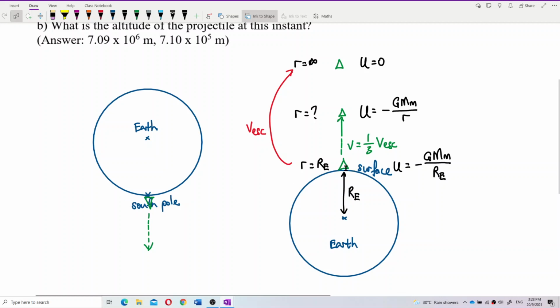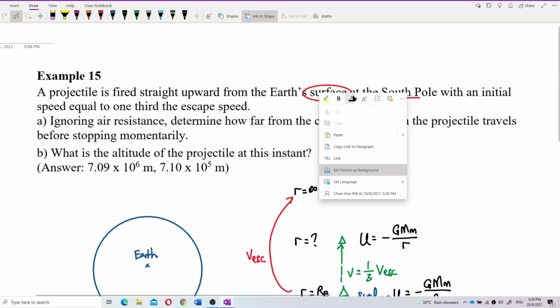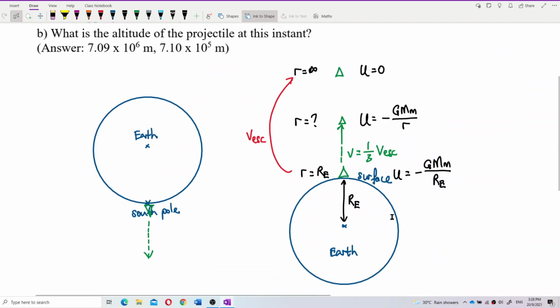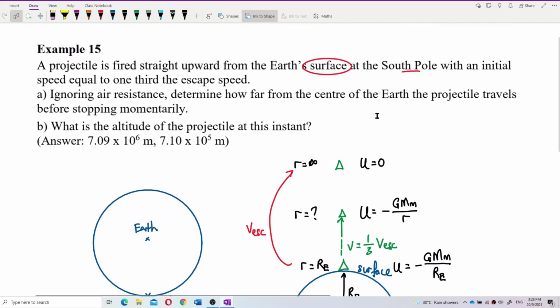So actually here is the south pole. I just don't want to make things inverted, it's very hard to explain. No matter how, it's still ejected from the surface. This is the point I want to emphasize. Remember, it is ejected from the surface with initial speed equal to 1/3 of the escape speed.